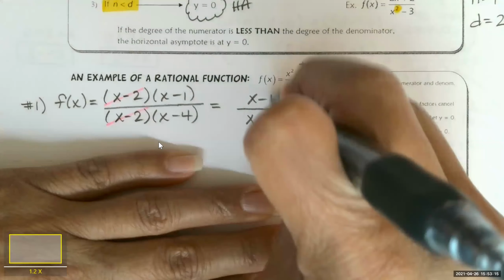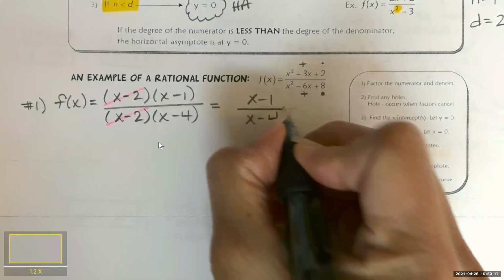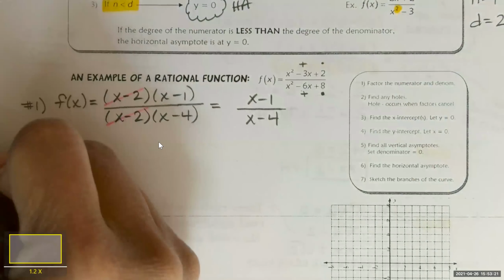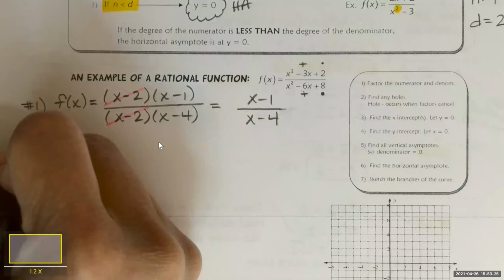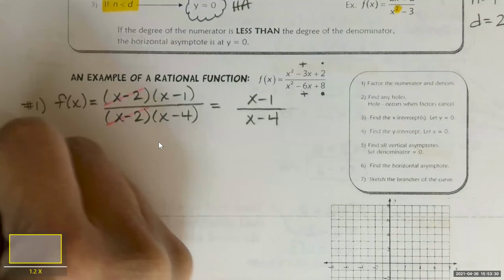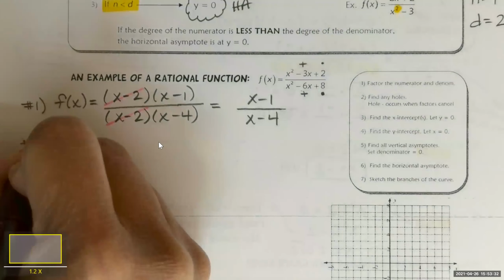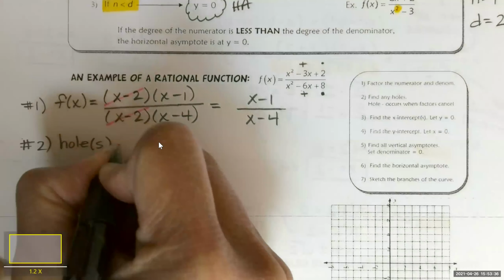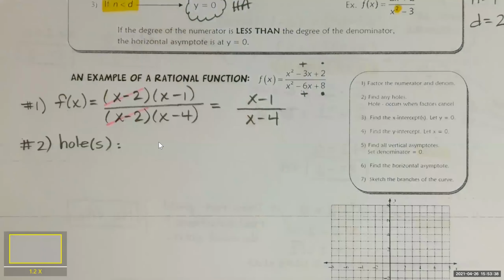So this is the function f of x we're going to work with. So let's go to number 2. Number 2 asks us to find holes, or hole, depending on how many factors cancel.